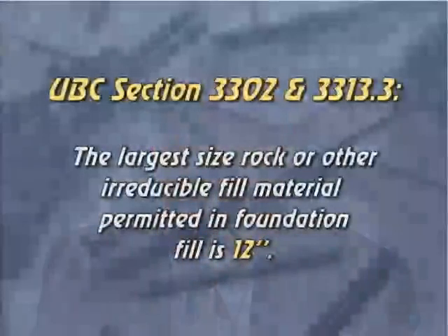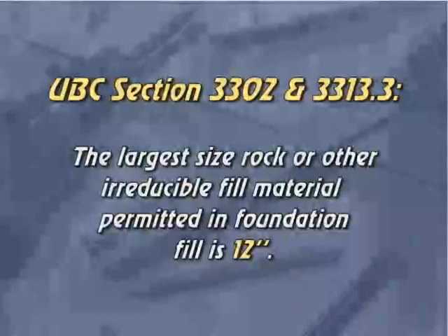Section 3302 and 3313.3. What can you put in as fill? First of all, you have to get rid of stumps and roots before you put in any fill, and those have to come down to at least a depth of 12 inches. And then the largest rock or other irreducible material that you can put in to fill can be no bigger than 12 inches. That's pretty big. I wouldn't want to pick up too many 12-inch rocks and throw them into a fill area. Section 3315.4, building pads must have a drainage gradient of 2%, that is 1/4 inch per foot.